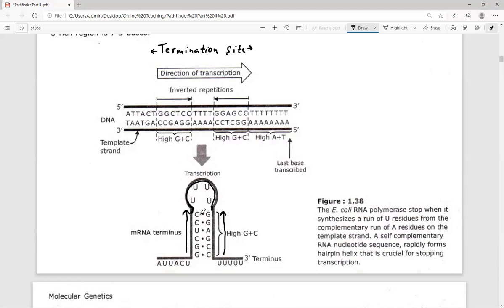Now it is going to perform the process of termination. How? Please have a look. This will cause the RNA polymerase present here to halt. RNA polymerase will halt here.